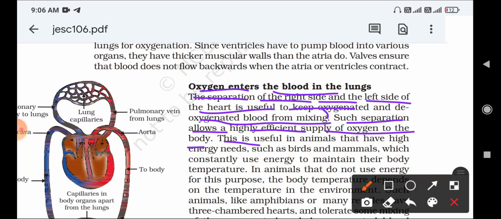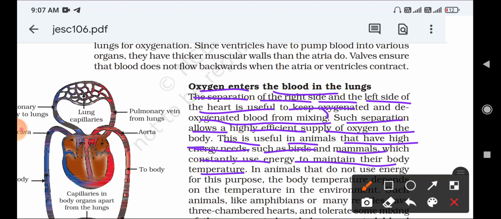This is useful in animals that have high energy needs, such as birds and mammals, which constantly use energy to maintain their body temperature. So the separation of oxygenated and deoxygenated blood is useful in animals which continuously use energy for regulating body temperature. Such animals are independent of the environment, whereas others are dependent on the environment, so they have to continually change their body temperature, so they constantly need oxygen for that.